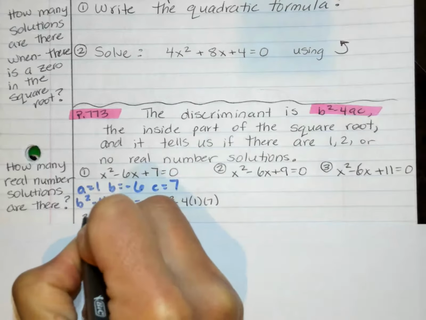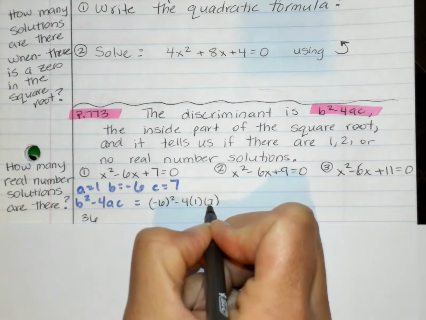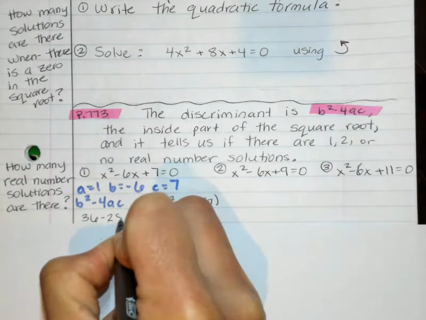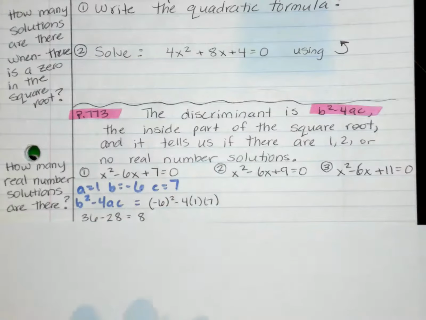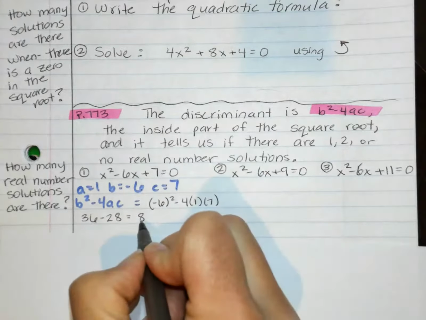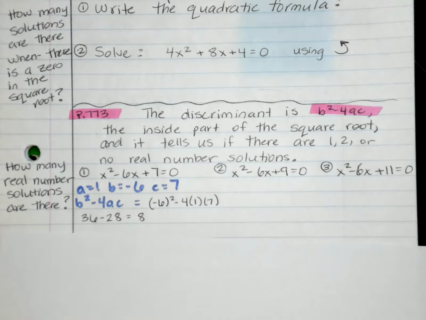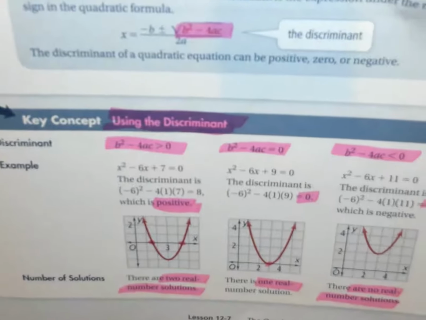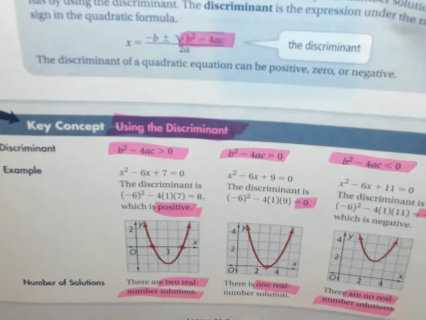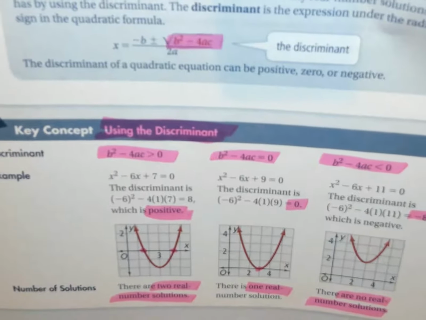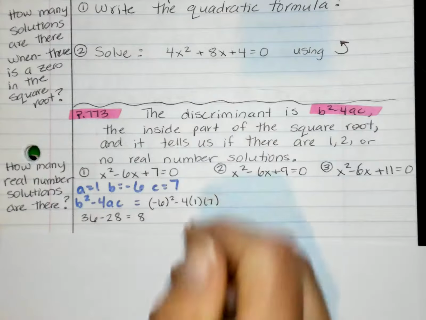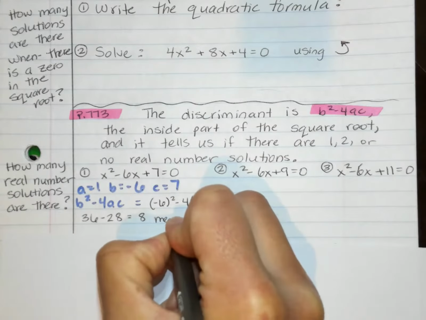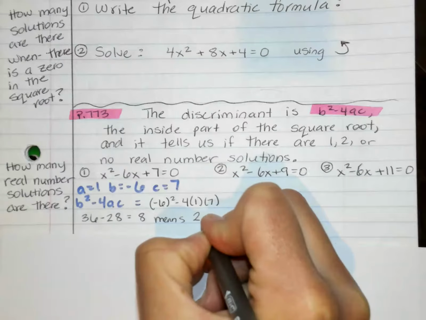Work it out, and we get 36 minus 28, and that gives us 8. So 8's not really an answer, but we have to analyze 8. Basically, you can look back at what the book was saying right here. It's a little blurry, but it's that first one. It's positive. We're looking to see, do we get a positive number, 0, or a negative number? So since it's positive, that means there are 2 solutions.